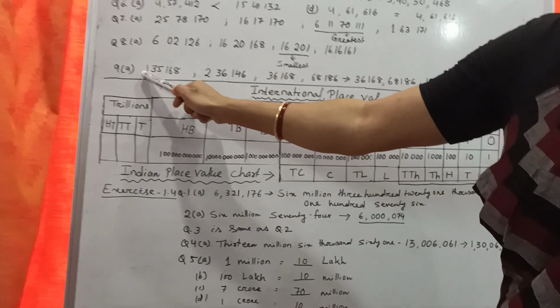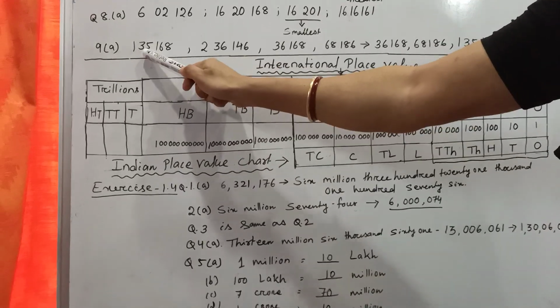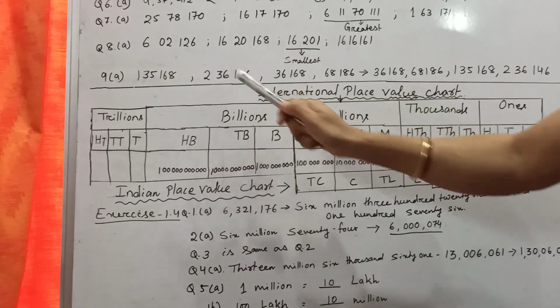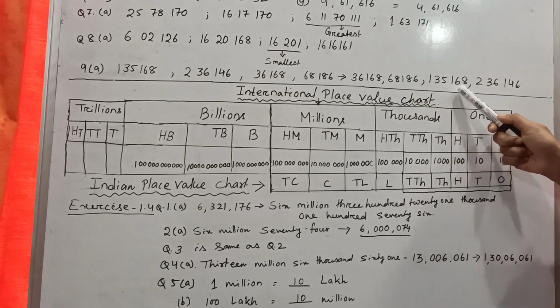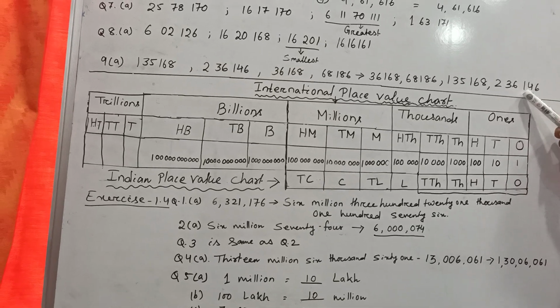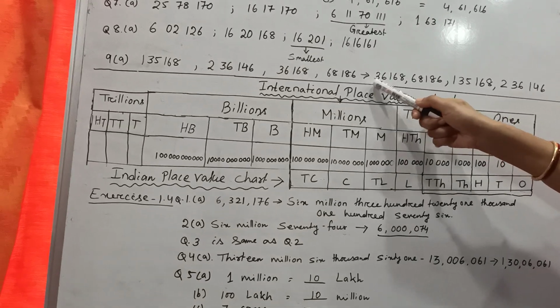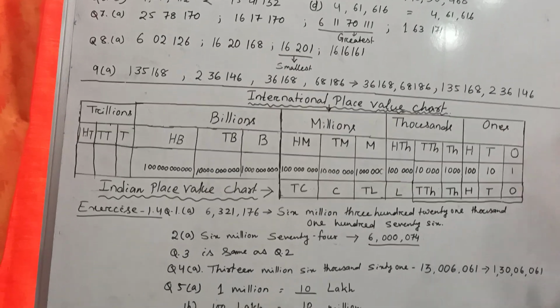After that, compare these two numbers. Here 1 is in lakh place, 2 is in lakh place. So this one is the smaller one out of these two. Then you write here 1,35,168. Then 2,36,146. This is ascending order, smallest to largest you have to write.